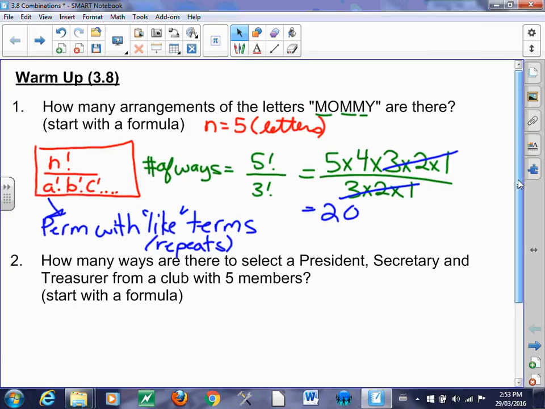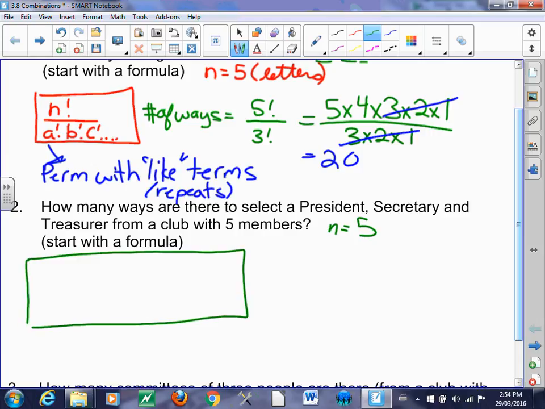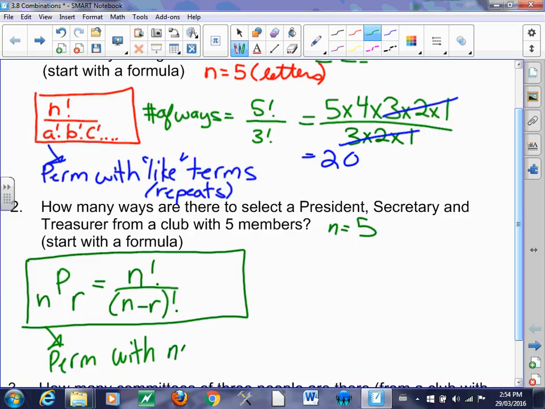How many ways are there to select a president, a secretary, and a treasurer from a club of 5 members? Well, first of all, we know n equals 5. Does it talk about any repeats in here? No, it doesn't. So we have to look for a different formula. The formula we should take a look at is on your permutations. It should be this formula right here. And if I write it out, it should be n factorial over n minus r factorial. And just so you know, this is a permutation with no repeats or no like terms.